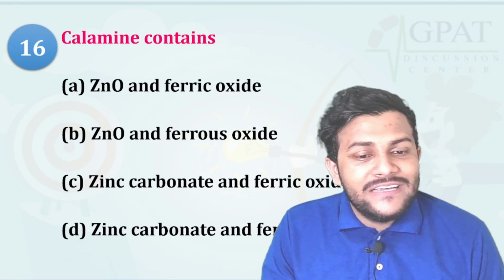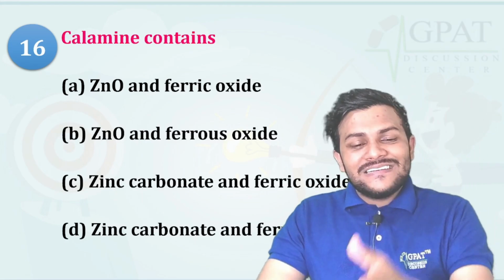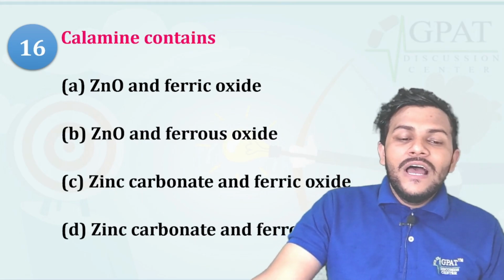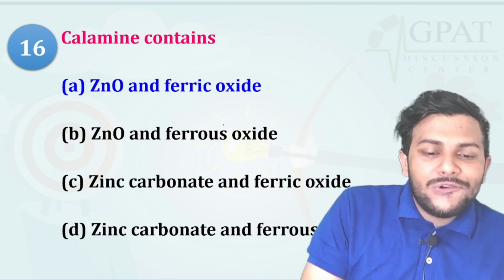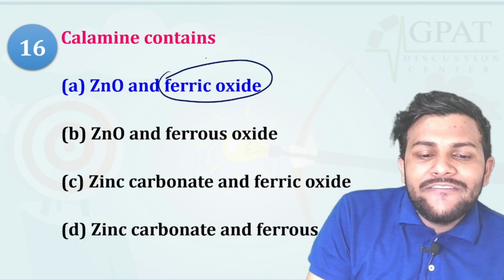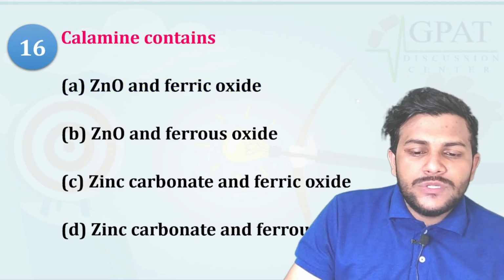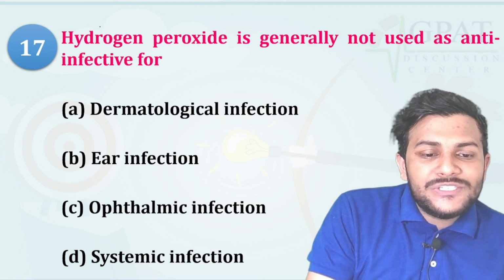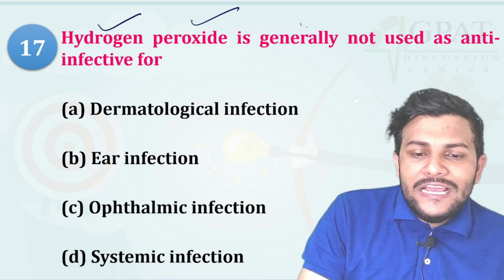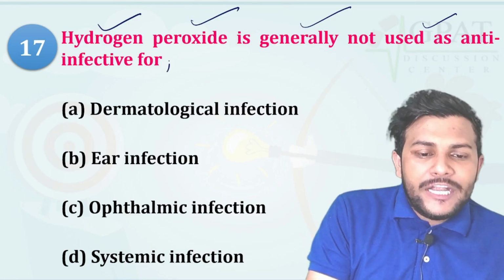Next question we are having: calamine contains. I had discussed the same in the previous question also. Calamine contains basically zinc oxide and ferric oxide. Due to the ferric oxide, the calamine has the pink color. So the pink color of calamine is due to the ferric oxide. Nice question, no?